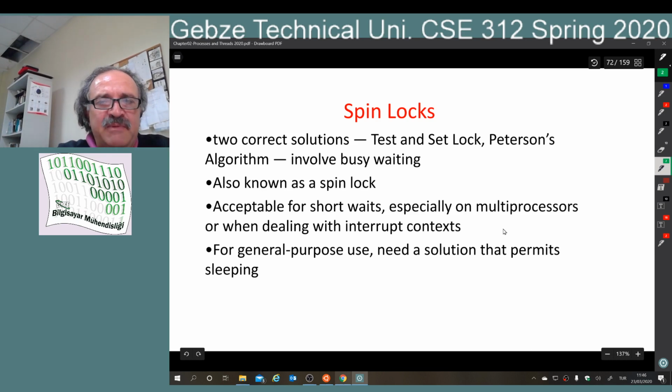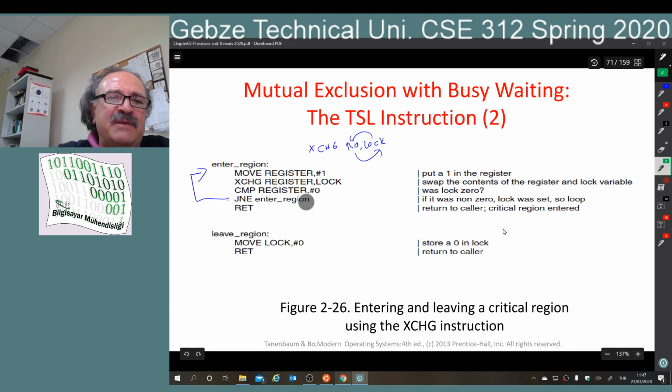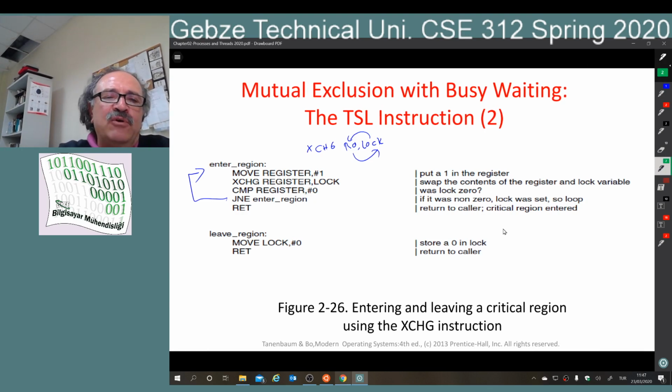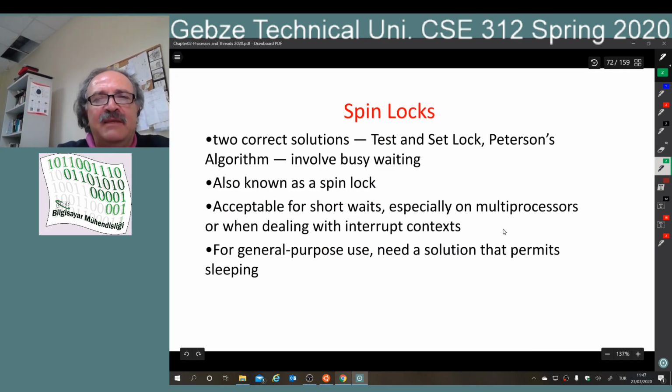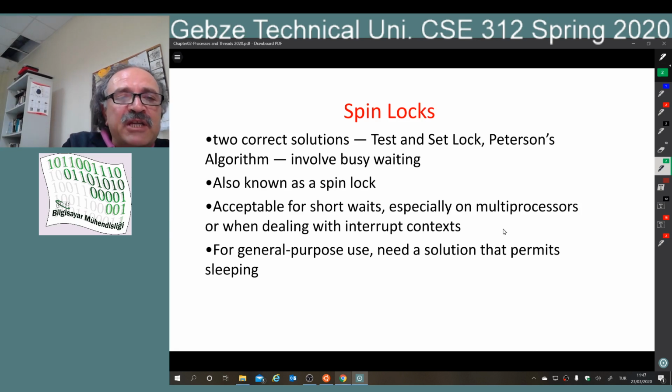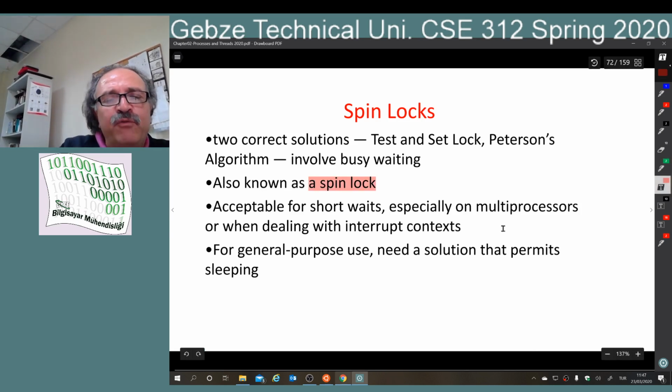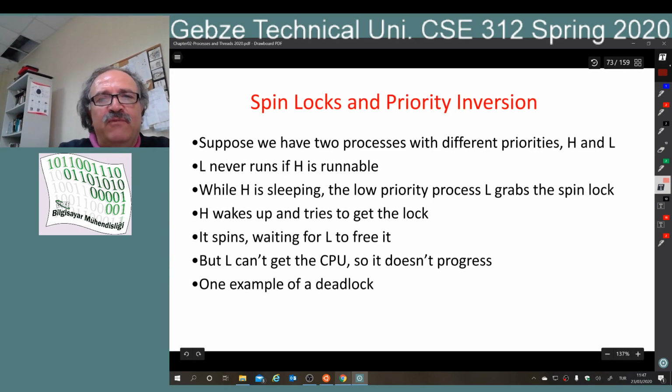Spin locks are acceptable for short waits, especially on multiprocessors, but for longer ones, we need a solution that says, I'm going to sleep. You'll tell the operating system that I'm going to sleep until this lock is ready. Let's try to design something for our operating system to eliminate the spin locks, or at least to reduce the effects of their inefficiencies. We need to be careful about spin locks a lot. One reason is efficiency; the other is a very serious problem called priority inversion.